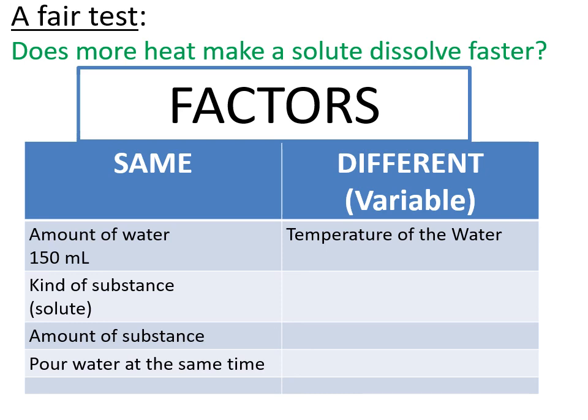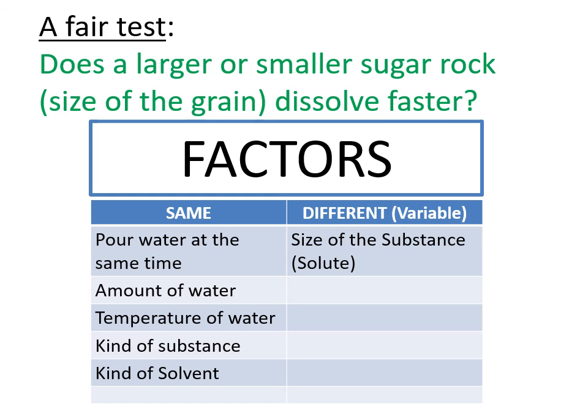So we discussed what makes a fair test for this question. We said the variable, the different factor, was the temperature of the water. And for this question, the variable is the size of the substance, of the solute. Everything else should be the same for this question.